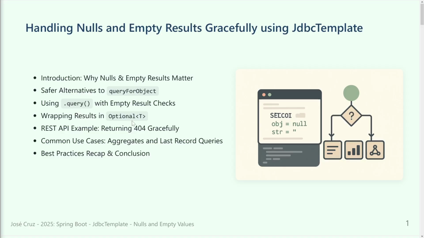Imagine that we don't find any row, but we're expecting to find one. What should we return? Null, empty list, Optional? And if you already use the Optional, you know probably it is the best strategy because it avoids things like NullPointerException. Then we will see what is the influence of these decisions if you are using a REST API to return these values, and we'll see some common use cases about this subject.